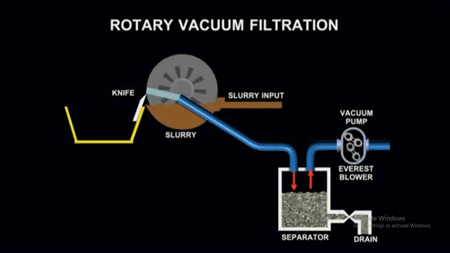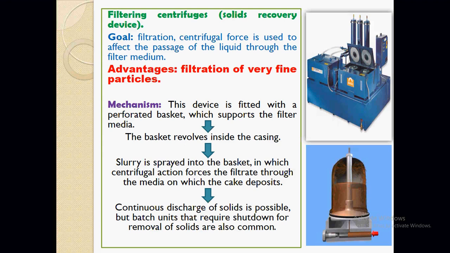This is the representative diagram for rotary vacuum filtration. Filtering centrifuge, solid recovery, also for cake filtration. In this filtration, centrifugal force is used to affect the passage of the liquid through the filter media. The advantage of this type of equipment is that it can be used for filtration of even very fine particles.